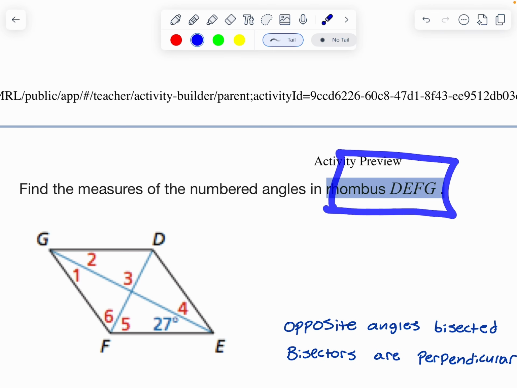Rhombus DEFG, there's my rhombus. What do I know about rhombuses? Well, all 4 sides are the same. That's not going to help me in this problem. I see some diagonals. There are 2 things that I know about the diagonals of a rhombus. The opposite angles are bisected, which means that they are each cut in half, right?